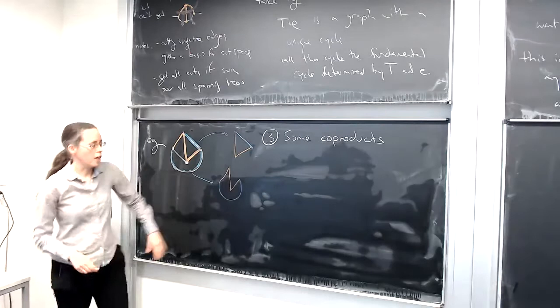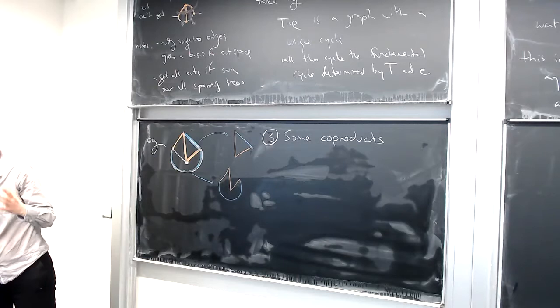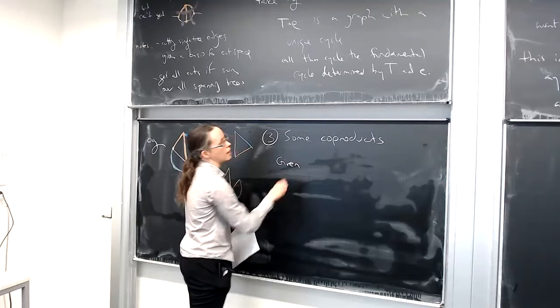So, first, I just want to write down the definition of an incidence coalgebra. I just need the coalgebra structure. This is slightly a digression, but it's a digression taken. So I'm going to put it here rather than over there.